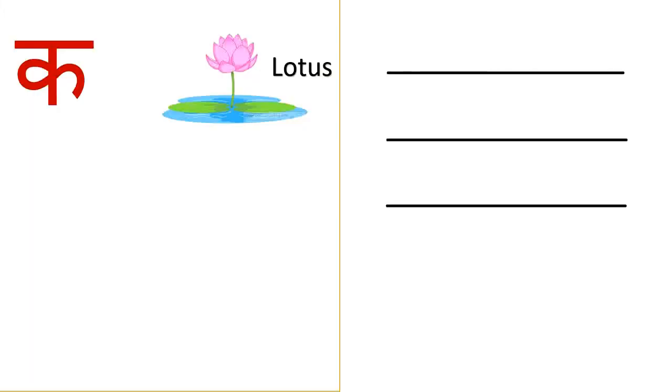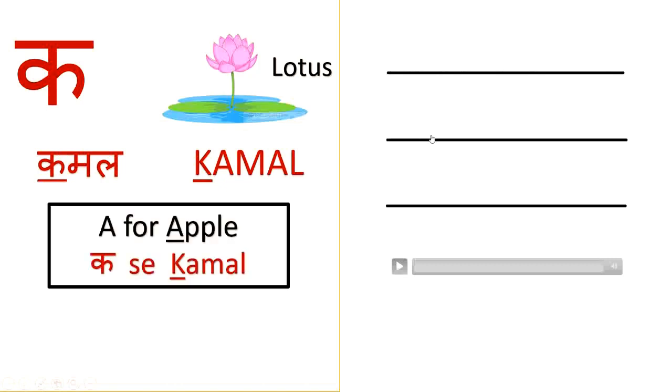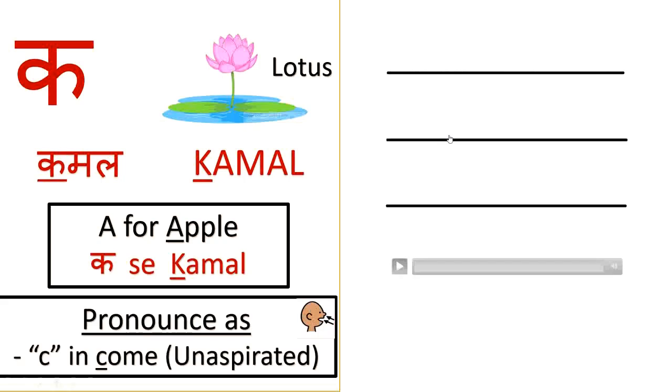First Vyanjan is ka. Lotus in Hindi is Kamal. As we say in English, A for apple, in Hindi we say Ka se Kamal. To pronounce Ka correctly, pronounce it as you pronounce C in the English word come. Come. Observe, there should not be a ha sound.